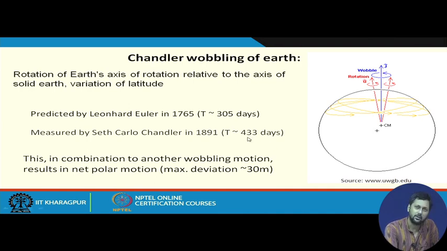Of course, it is not very easy to explain the deviation just by a simple model. People are trying, and there is also another type of wobble which is due to some other effect. A combination of that will give you a maximum deviation of the true north pole, which is measurable to be 30 meters. Okay. So, this is what we have learned about Chandler wobbling and the rotation of the Earth.